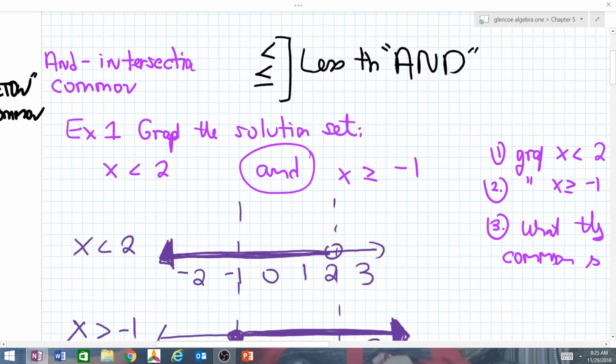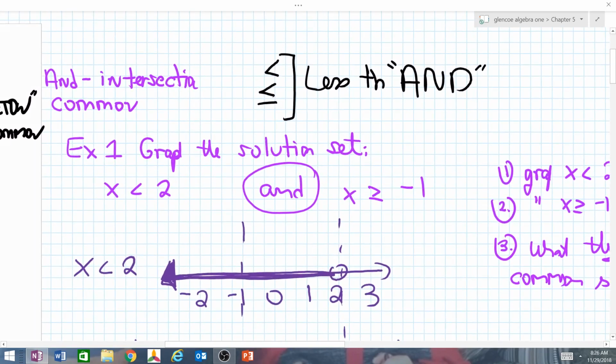Again, and is the intersection or what the two graphs have in common. This works for the less than symbol and less than or equal to. And I went ahead and just really made it very dramatic. Less than and, meaning whenever you see a less than or equal sign, you know it's the word and, you know it's the intersection or what they have in common.